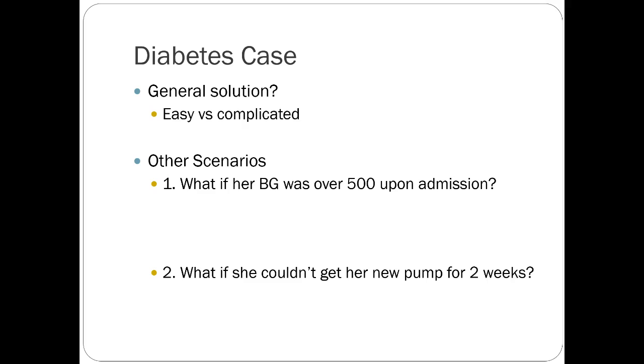If she couldn't get her new pump for 2 weeks, I would say that's probably a situation where, first of all, you want to have her follow up with primary care as soon as you can to see what would be the best option for her. Do they want to go with a more intensive insulin regimen for those 2 weeks versus just the simple basal that we prescribed her?